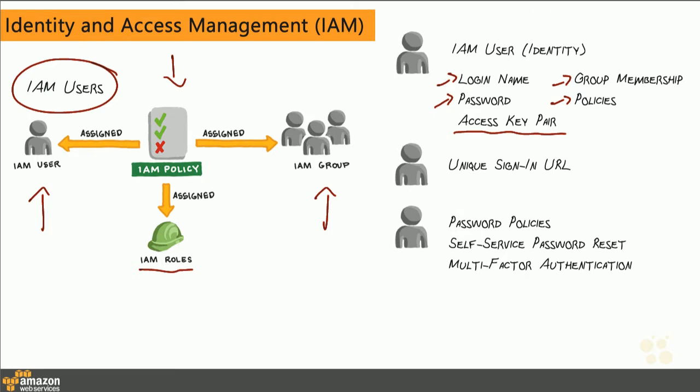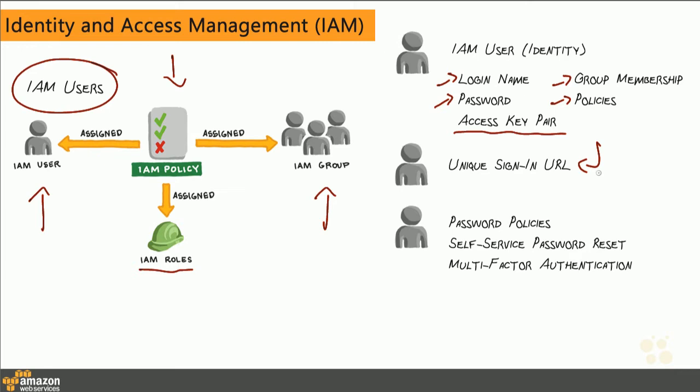Now, IAM users get their own unique sign-in URL. So to date, we've been signing in at aws.amazon.com. Well, that's no longer going to be the case. When we set up IAM, we're actually going to get a sign-in URL for our account itself, and that's where we can use our username and password. This URL is unique to our AWS account, and that's great because that means that our usernames don't have to be unique across the entire AWS spectrum.